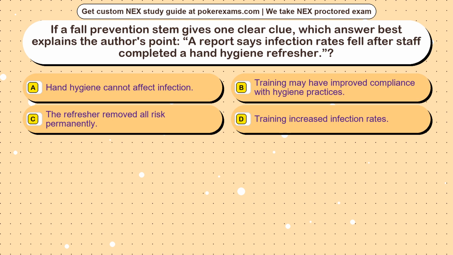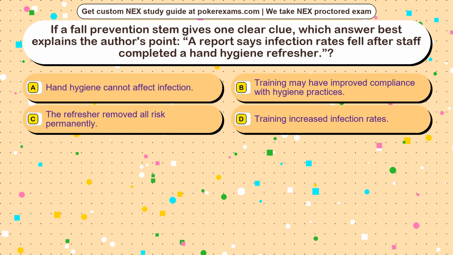Question 4. If a fall prevention stem gives one clear clue, which answer best explains the author's point? A report says infection rates fell after staff completed a hand hygiene refresher. Option A, hand hygiene cannot affect infection. Option B, a training may have improved compliance with hygiene practices. Option C, the refresher removed all risk permanently. Option D, a training increased infection rates.